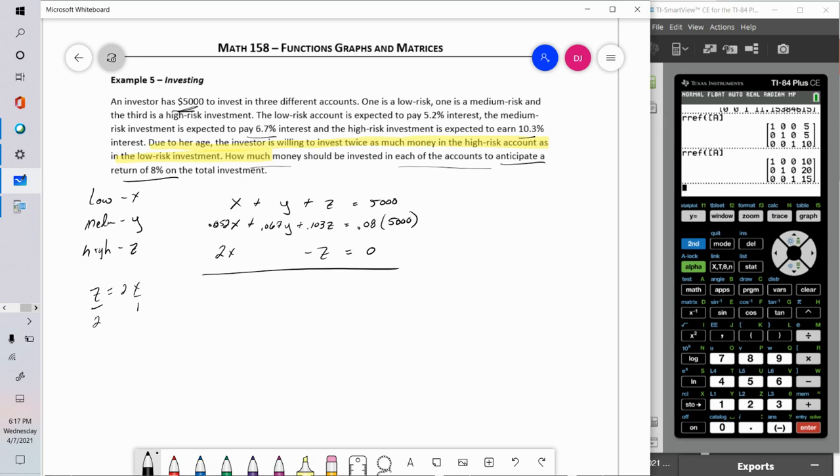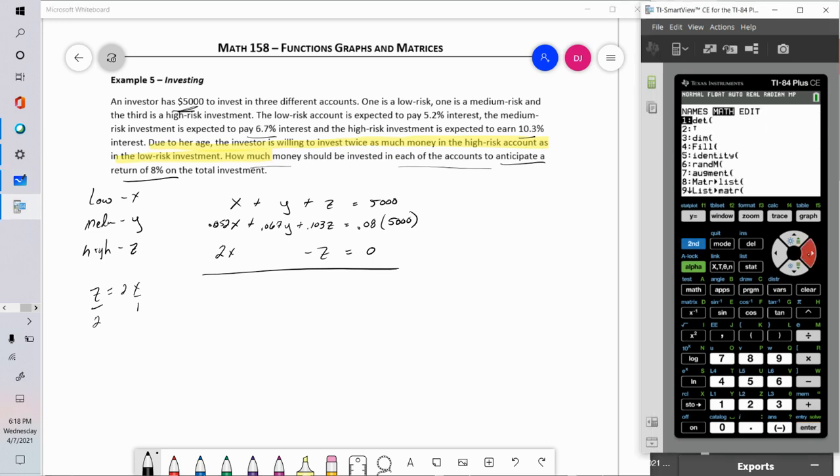One of the beautiful things about using the graphing calculator and the augmented matrices, I'm not sweating at all the decimals of 0.052, 0.067, 0.103. And I'd love to show you all the arithmetic ways that you can handle that. But I'm going to show you this for now instead.